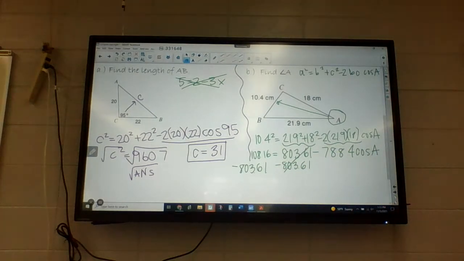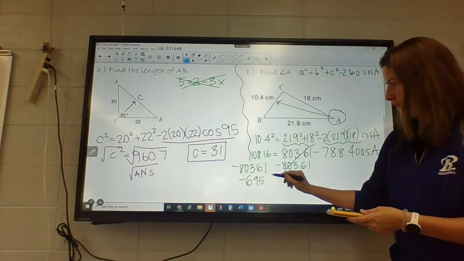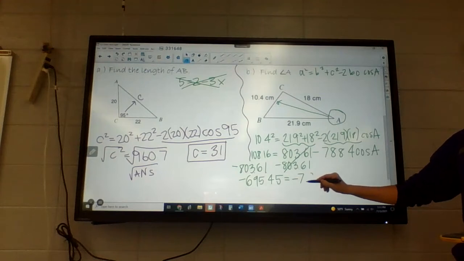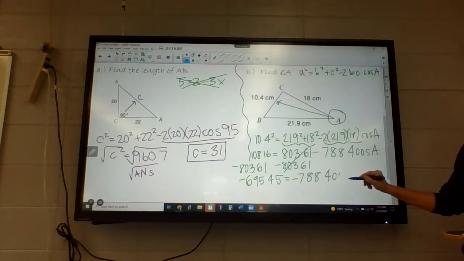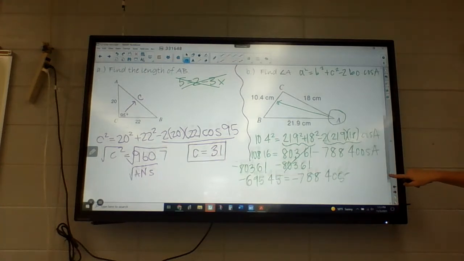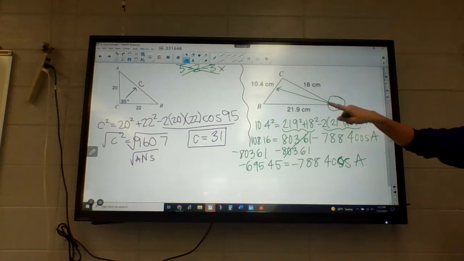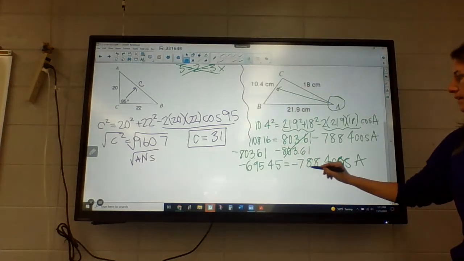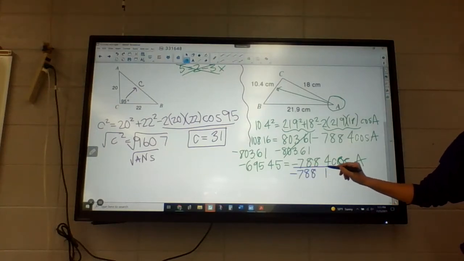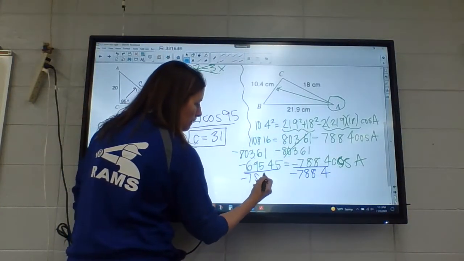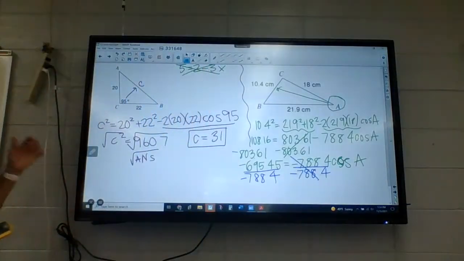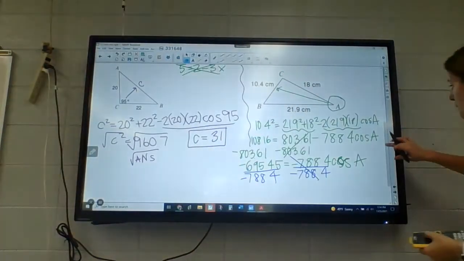So I'm subtracting. Don't forget about that negative in front of the 788. Yikes. Right. Okay, what are we going to do next? Divide. That's being multiplied to the cosine, so now we're going to divide by that negative 788 from both sides. And we're left with just that cosine of A on the right side, which is what we wanted.